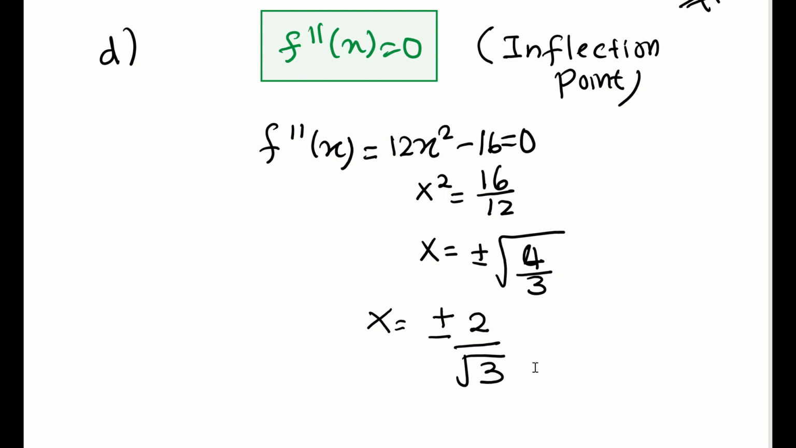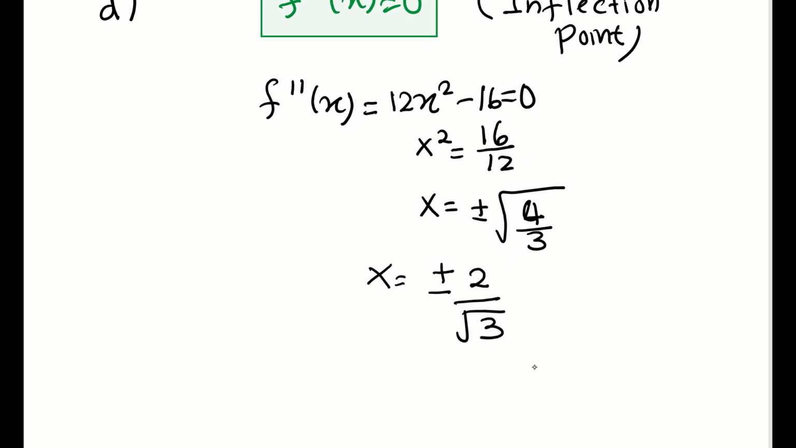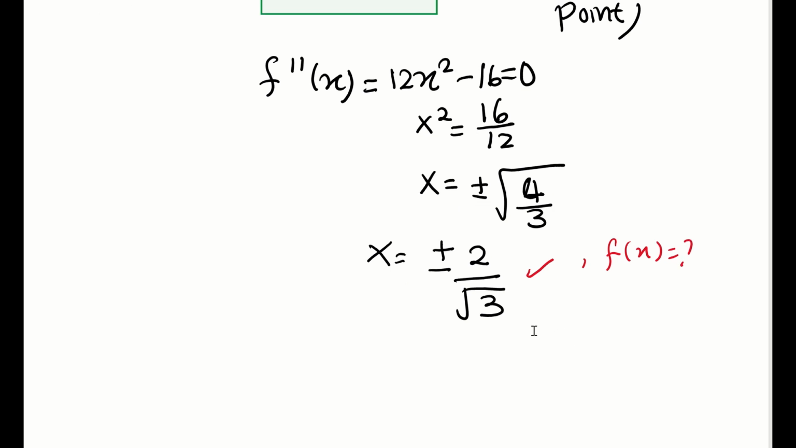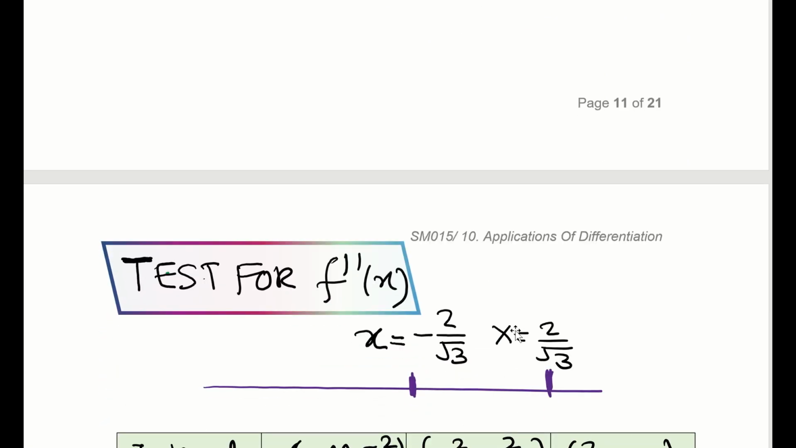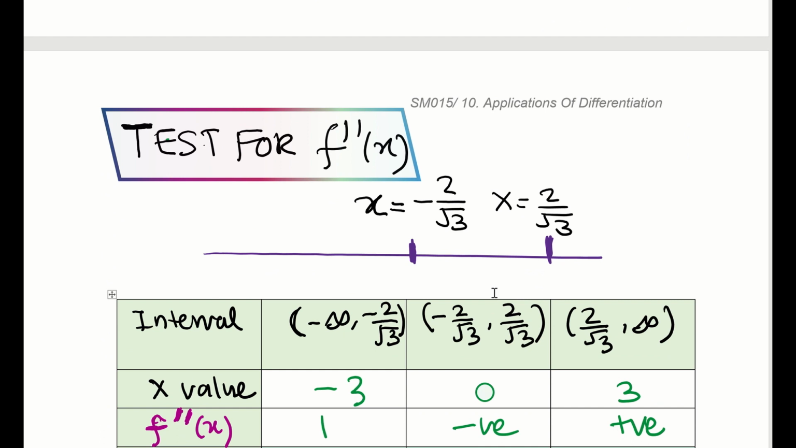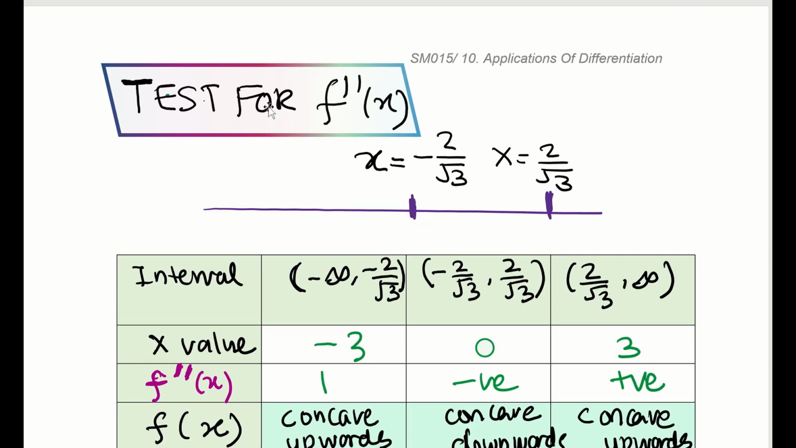Okay, so to get the point, we need to substitute these two values to get what is f(x) for each x. But before that, we need to test for f double prime first. From our two values of x just now, x equals negative 2 over root 3, and another one, x equals 2 over root 3.